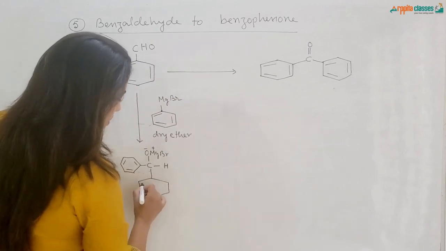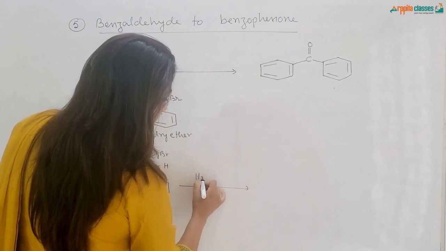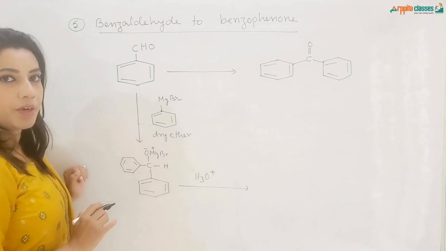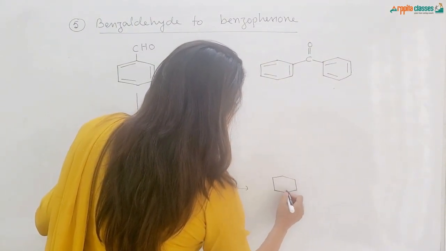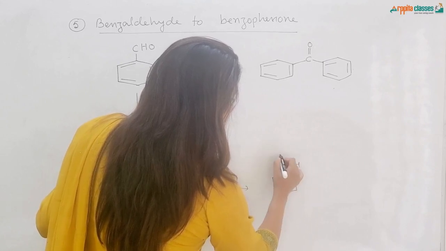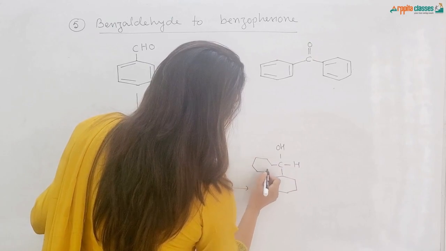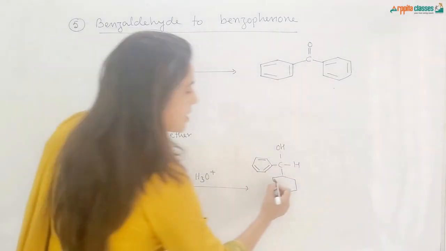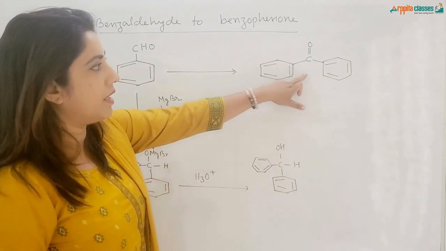Okay. Now this is also having a benzene. Now suppose you are doing acidic hydrolysis of this. So this OMgBr will get converted into OH. So we get a compound like this, CHOH, and this is another benzene ring over here. You can also write phenyl for this. So now you can see this is a secondary alcohol, CHOH, and here this is a ketone.